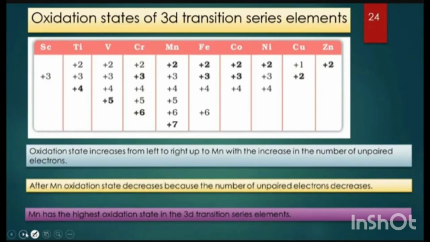From this chart we can infer that manganese is the element of the first transition series which has the highest oxidation number. This is important for 1 mark. They may ask which element in the 3d transition series has the highest oxidation number. The answer is manganese, which has +7 as its oxidation number, which is the maximum for the first transition series.